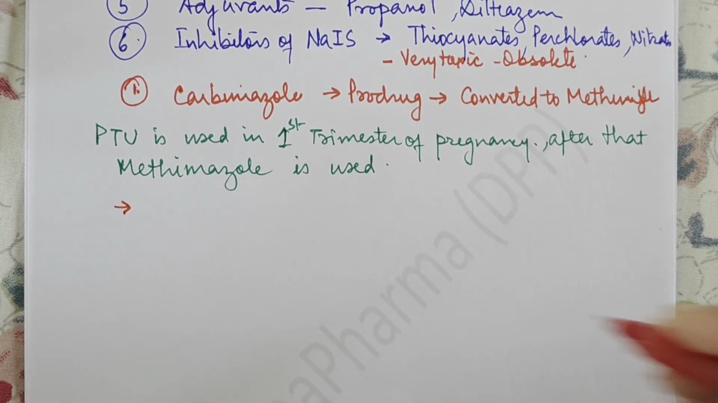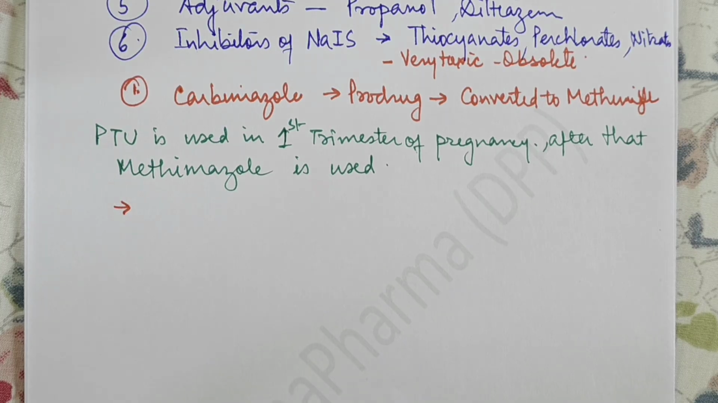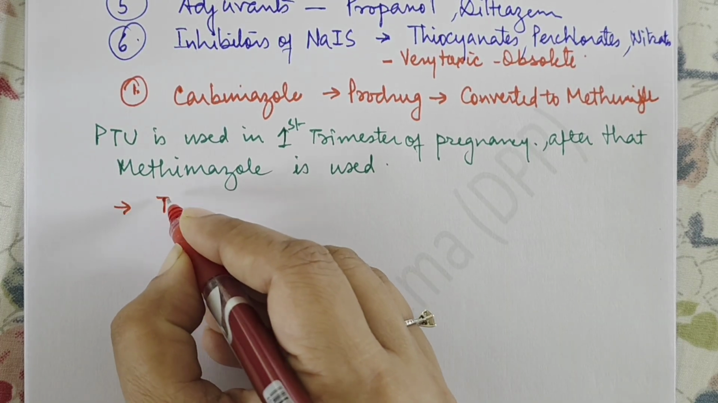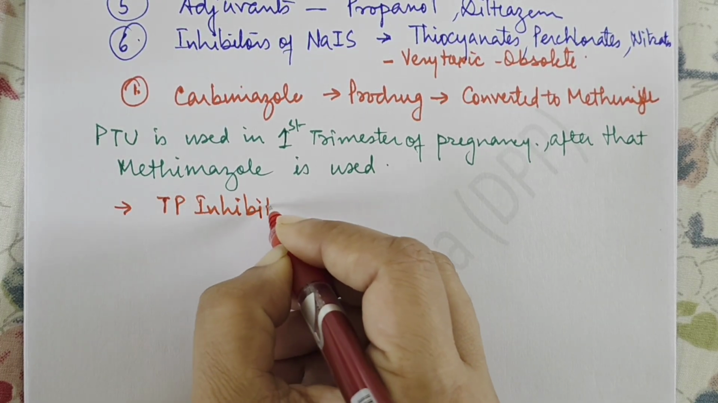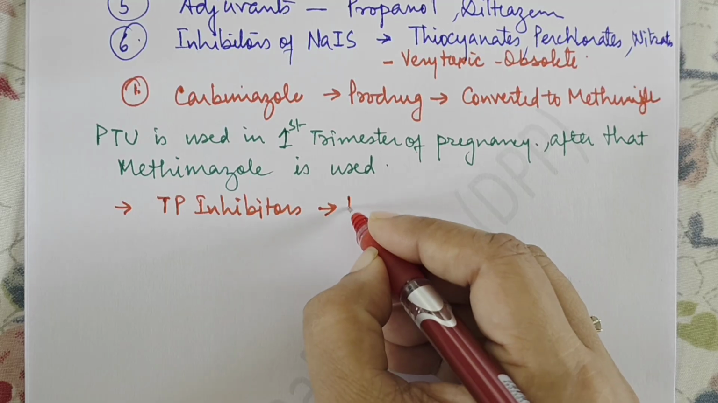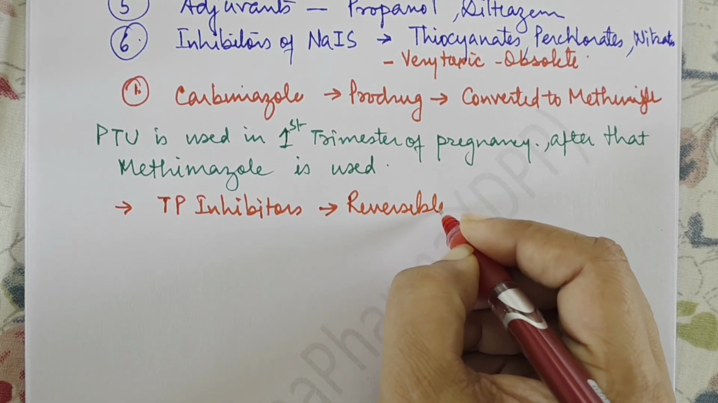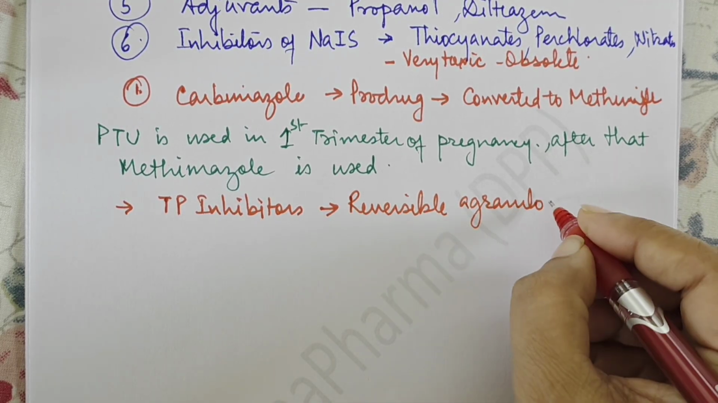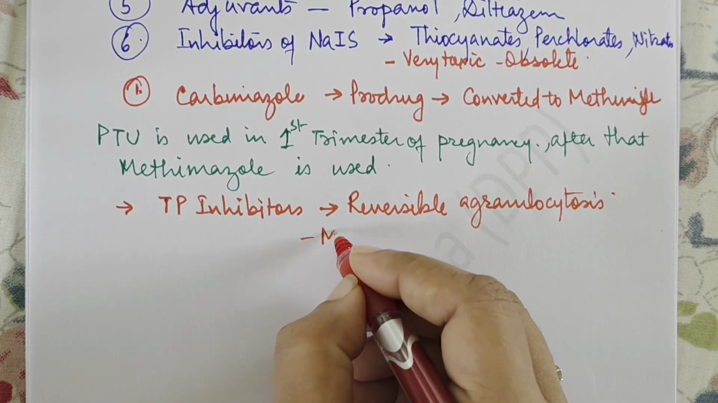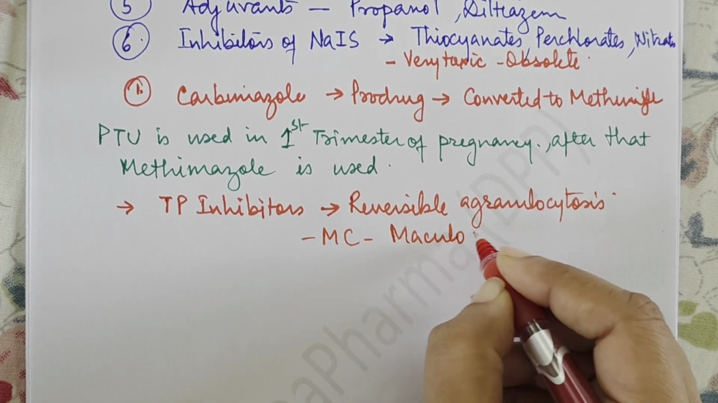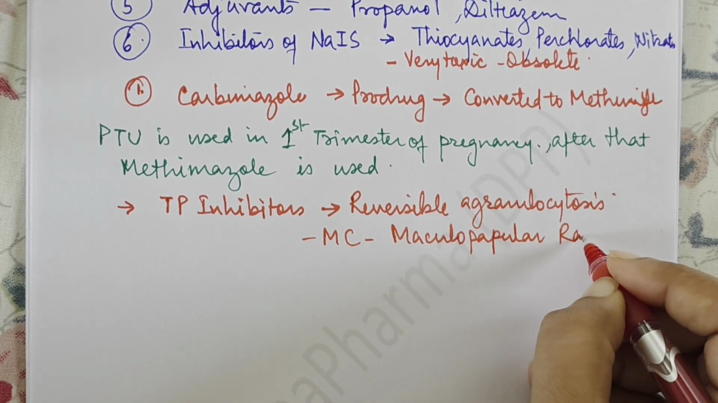Then another very important thing is that the thyroid peroxidase inhibitors can cause reversible agranulocytosis. That is their side effect. The most common side effect is that they can cause maculopapular rash.